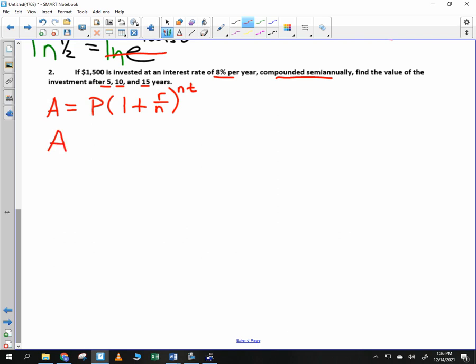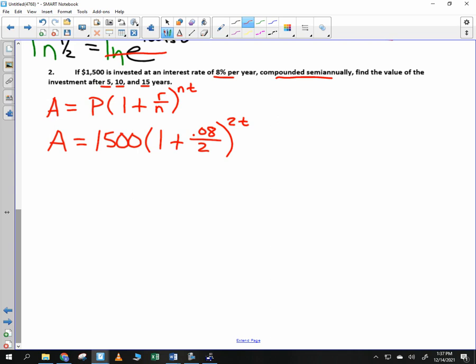So, the amount is equal to, what is P in this problem? 1,500 times 1 plus, what is the current rate? 0.08. So 8% we write as 0.08. Divided by, if it's compounded semi-annually, how often is it compounded? Twice a year. And I'm going to raise that to, I'm going to write it as 2t, because we're changing the time. The time could be 5, 10, or 15.